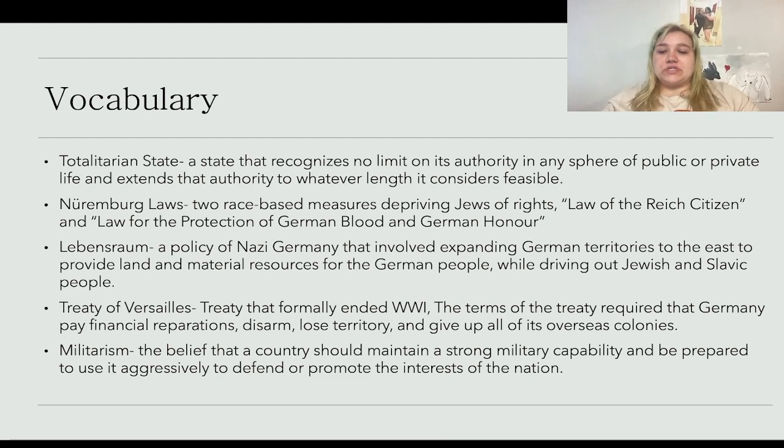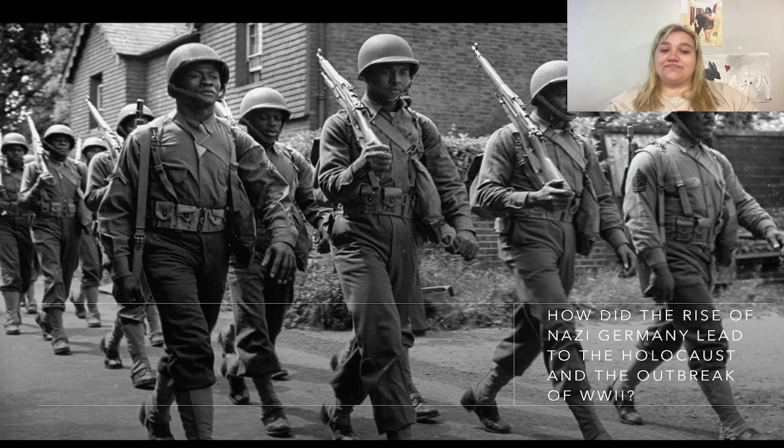Then we have the Treaty of Versailles. This is the treaty that formally ended World War I, and the terms of the treaty required Germany to pay financial reparations, disarm their military, give up the territory that they had taken, and to give up their overseas colonies. And then militarism, which is the belief that a country should maintain a strong military capability and be prepared to use it aggressively to defend or promote the interests of the nation, which eventually leads Germany into World War II.